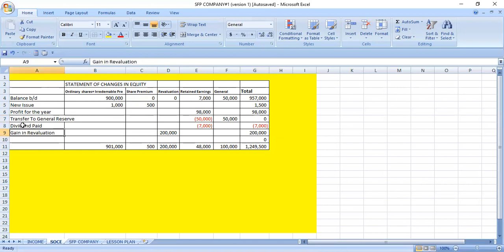Then the directors might also decide to pay dividends, subject to approval by shareholders at the annual general meeting. If any dividend is paid during the year, it reduces our retained earnings or profit for the period. Then we are supposed to put it under this column. Then it will appear as a negative in the last column. Then we have got a gain. Let's say the asset was revalued upwards by $200,000. So we are supposed to go under the asset revaluation column. Then how much was it? The increase in revaluation, right?